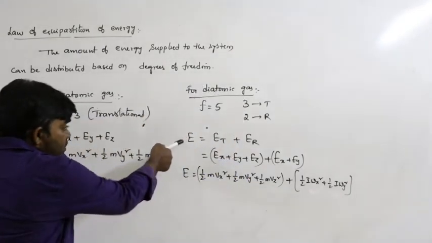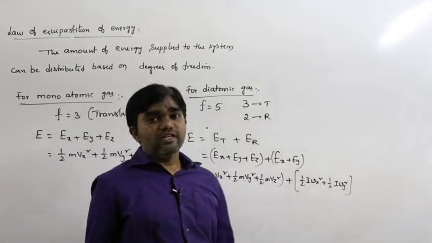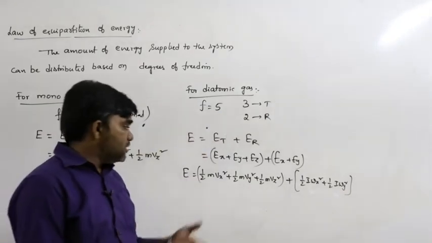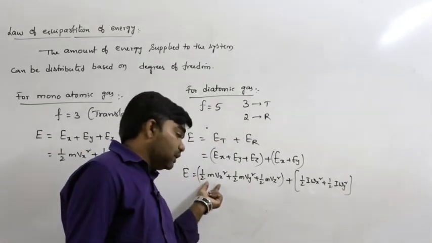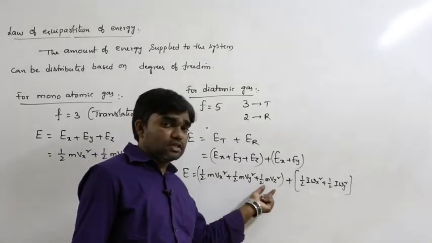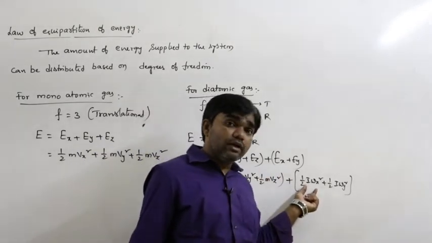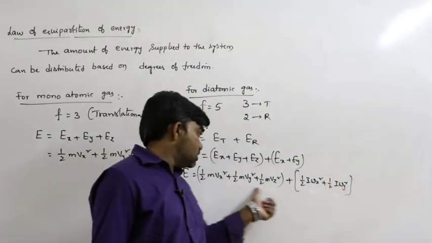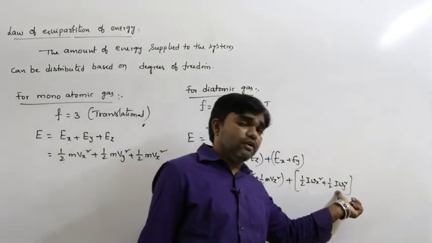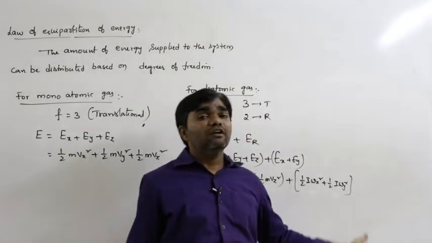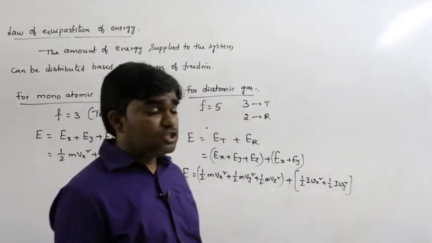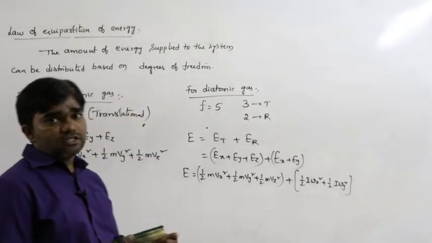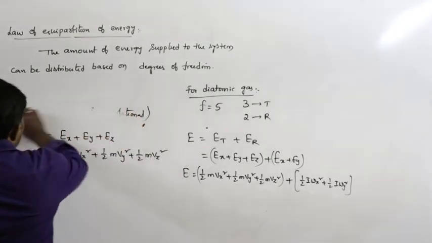So whatever energy is supplied can be distributed in 5 ways, because the degrees of freedom for the diatomic gas is 5. Based on that, we can predict that the particle moves along the x axis, y axis or z axis, and maybe the particle can rotate about the x axis or about the y axis. So 3 translational degrees of freedom and 2 rotational degrees of freedom. That is why the energy is distributed in 5 ways. This is for monoatomic gas and this is for diatomic gas.